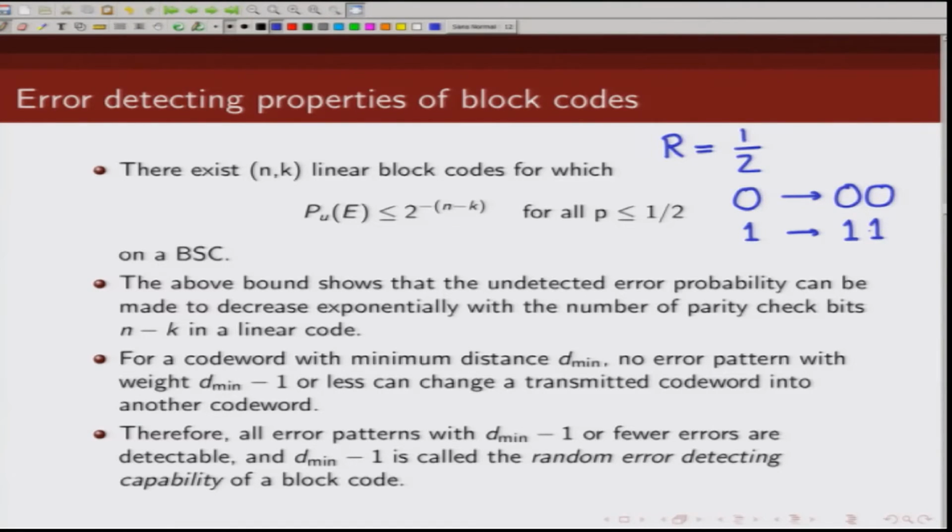Now, let us assume that because of an error in the channel some of the bits got flipped. Let us say what we received is 1 0. If you receive 1 0, can you detect the error? First, answer this question: what is the minimum distance of this rate 1/2 repetition code?